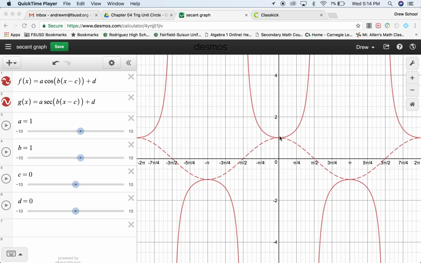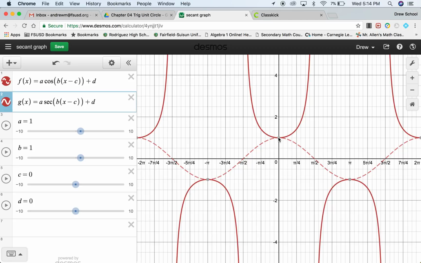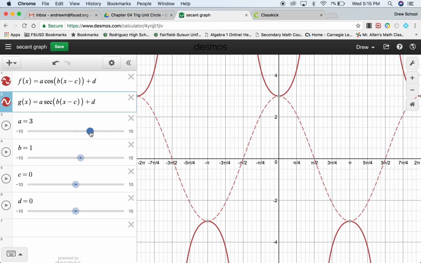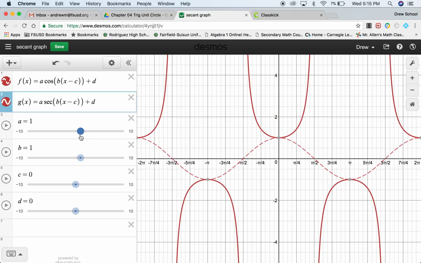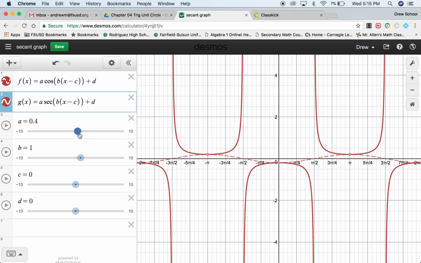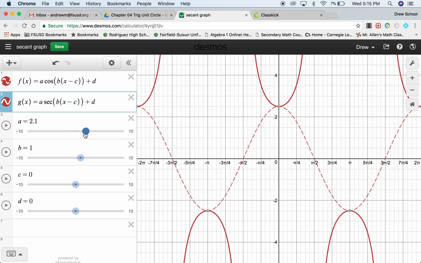So you notice that our maximum is 1. In this case, our minimum is 1 and it goes up, and on this side -1 is our maximum for the other side. So it's almost like the roles switch. So when our A value gets bigger, our amplitude gets bigger. So you can notice it goes up and down, and then it reflects if it's negative.